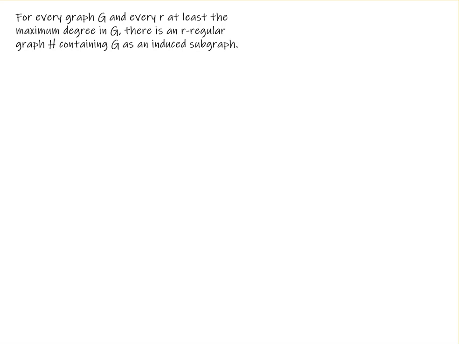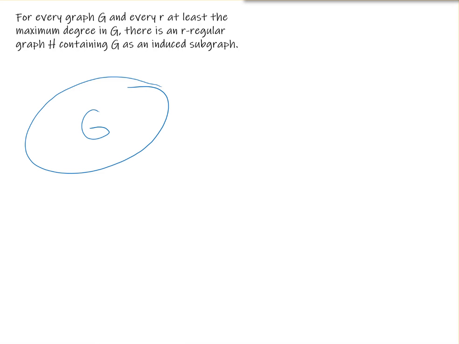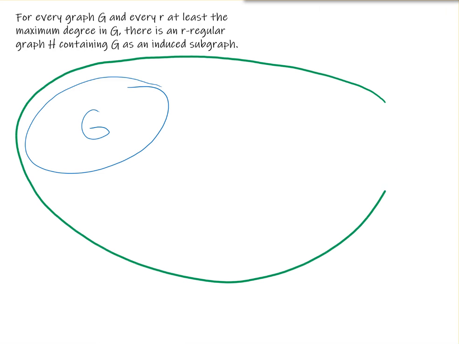The theorem says that if I have some graph G, there exists a larger graph H, possibly larger, it doesn't have to be larger, so that G is an induced subgraph of H. That means I'm adding vertices to G to get to H, and I'm adding edges to G to get to H, but I'm not adding any edges inside of G. That's what this means. I have a larger graph that contains G as an induced subgraph, means I can add vertices, I can add edges, but I cannot add any edges inside of G.